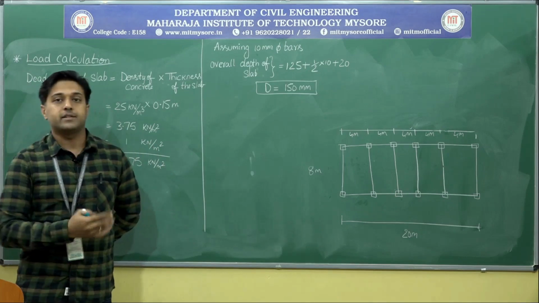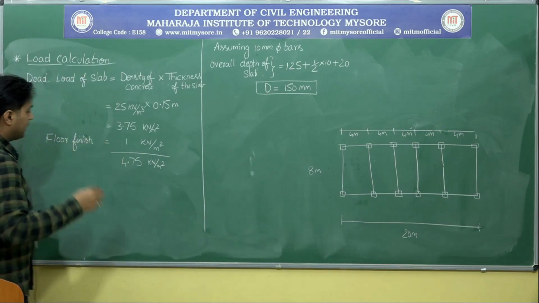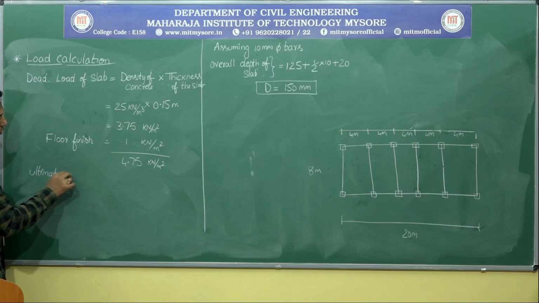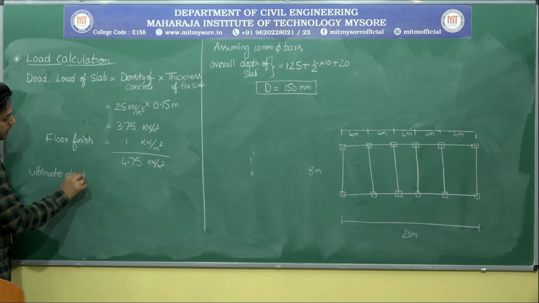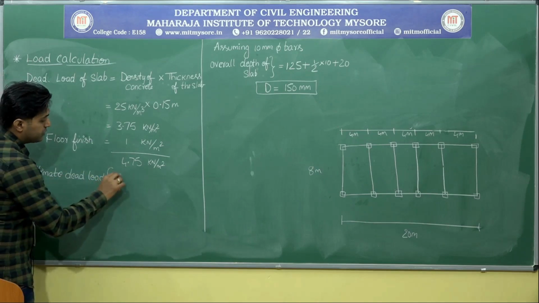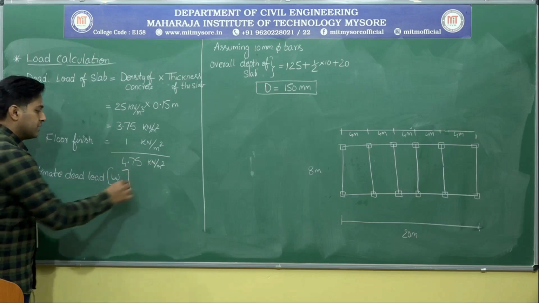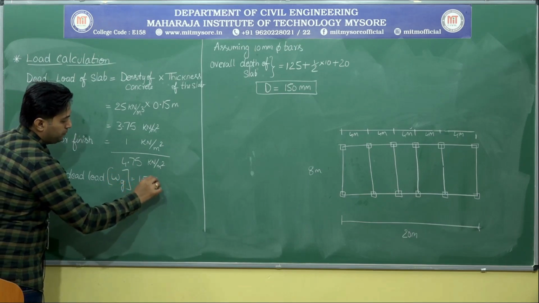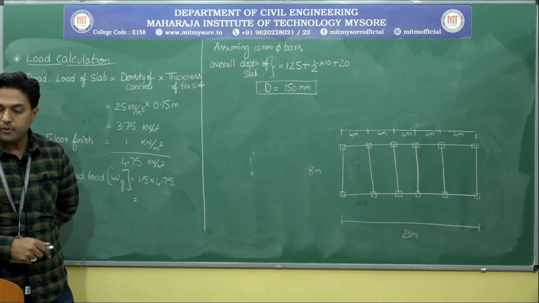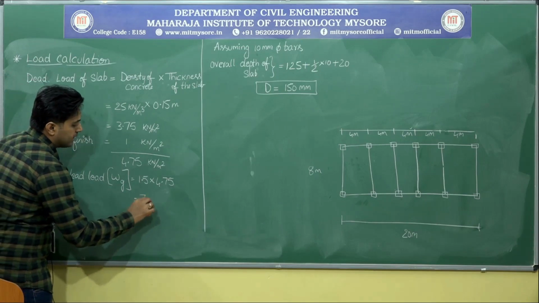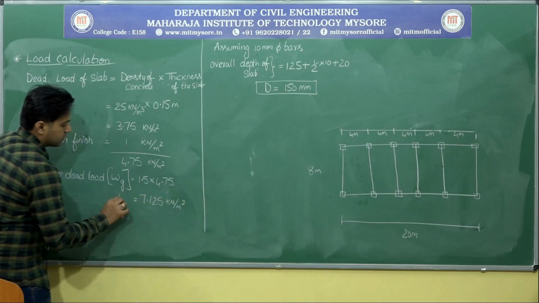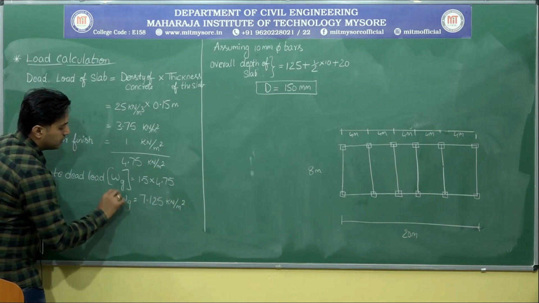I want to design this, so I want the ultimate load. Ultimate dead load, I will be calling that WG. It is nothing but 1.5 into 4.75. What is the value that we are getting? It's 7.125 kilonewton per meter square. This value is WG. This is very important.